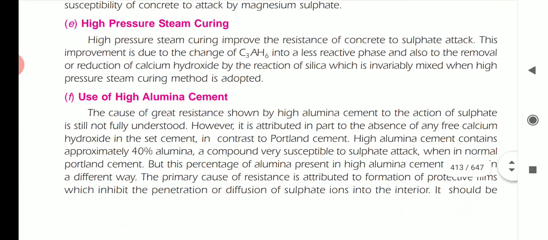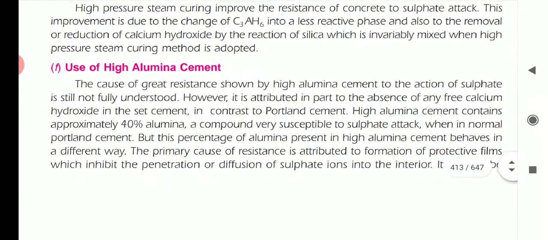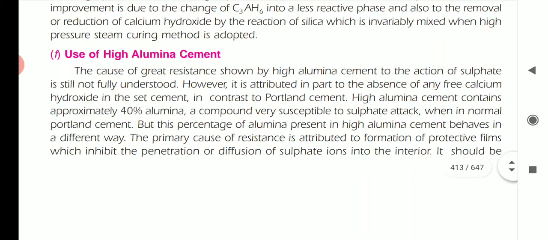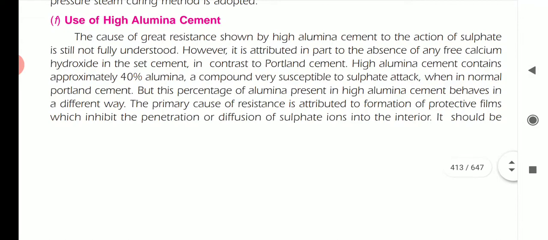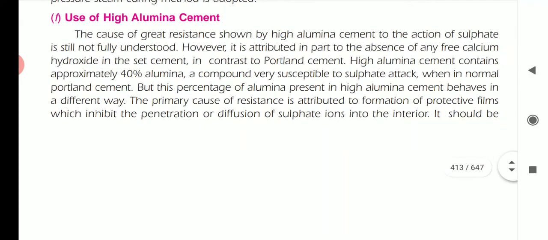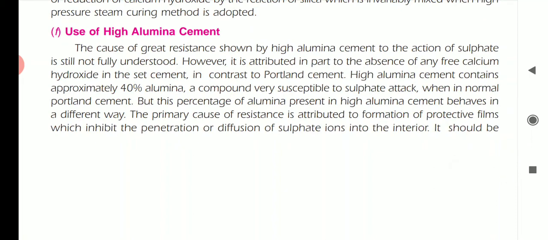And use of high alumina cement. The cause of the great resistance shown by high alumina cement to sulfate attack is not fully understood. However, it is attributed in part to the absence of any free calcium hydroxide in this cement, in contrast to Portland cement. High alumina cement contains approximately 40% alumina, a compound very susceptible to sulfate attack in normal Portland cement. But this alumina in high alumina cement behaves in a different way.